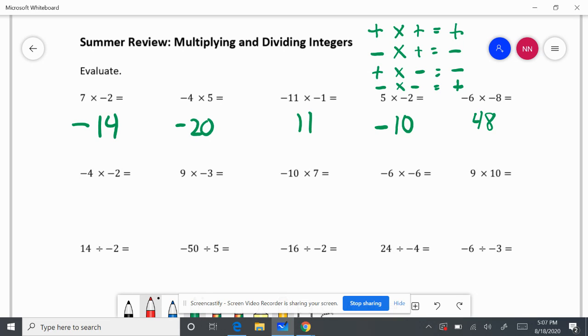What I want you to do is pause this for a second and do the next row. So let's just quickly go over the ones that you've done by yourself. What we have is a positive 8. We have a negative 27. We have a negative 70. We have a positive 36. And we have a positive 90.